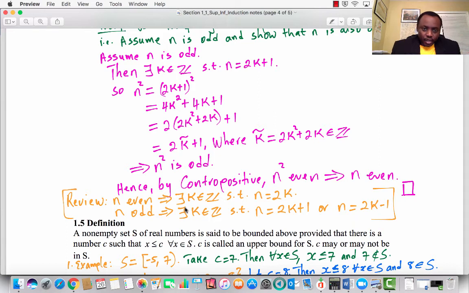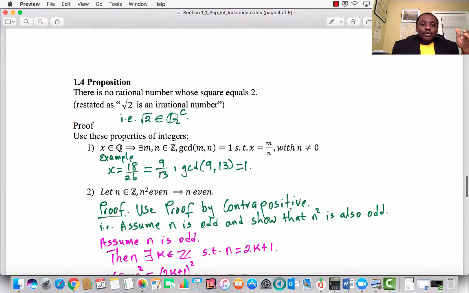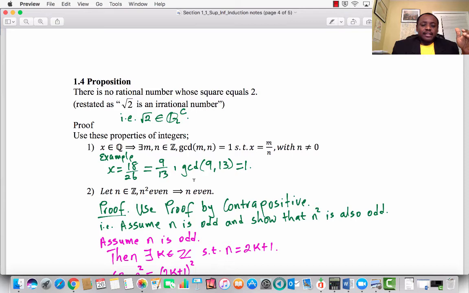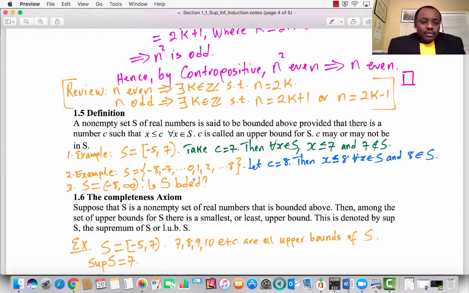Now, for those who may have forgotten, n even means there exists an integer k such that n can be written in the form n equals 2k. N odd means there is an integer k such that n equals 2k plus 1, or you could also use 2k minus 1. Now, use these two properties right here and prove that root 2 is an irrational number. We shall look at it some more in class, and if you are watching this on YouTube and you need help with it, just leave me a comment and I will send you the proof.